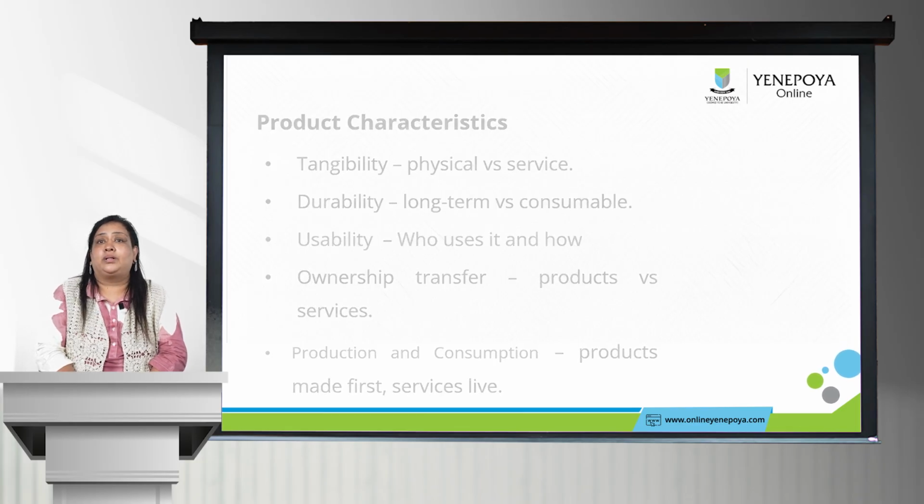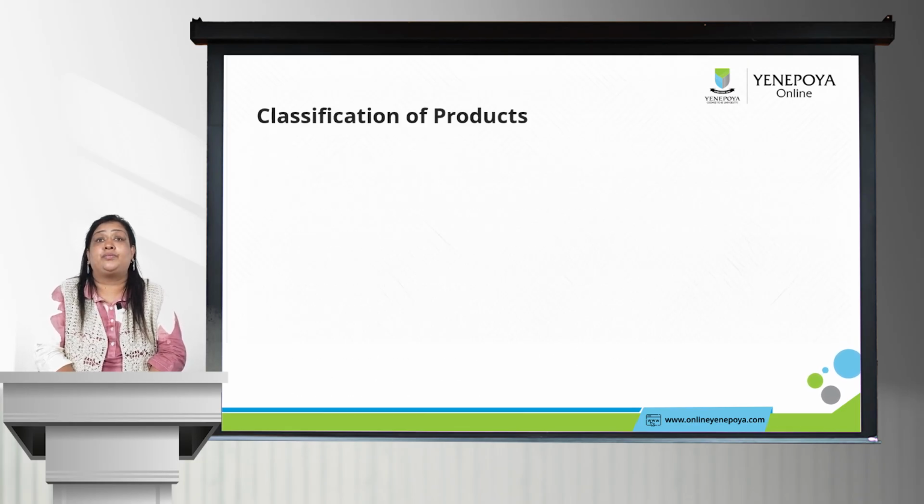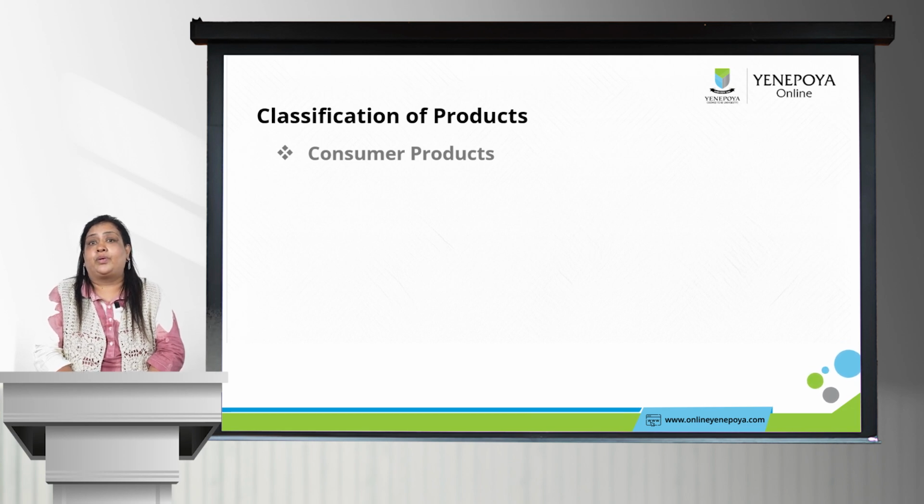Part two is let's classify the products. We classify products to understand buying behavior and marketing needs. The first one is consumer products. These are bought by individuals for personal use. They are further divided into four categories. The first one is convenience products, bought frequently with minimal effort, at low price, and widely available. Examples are soap, soft drinks, and chewing gum.